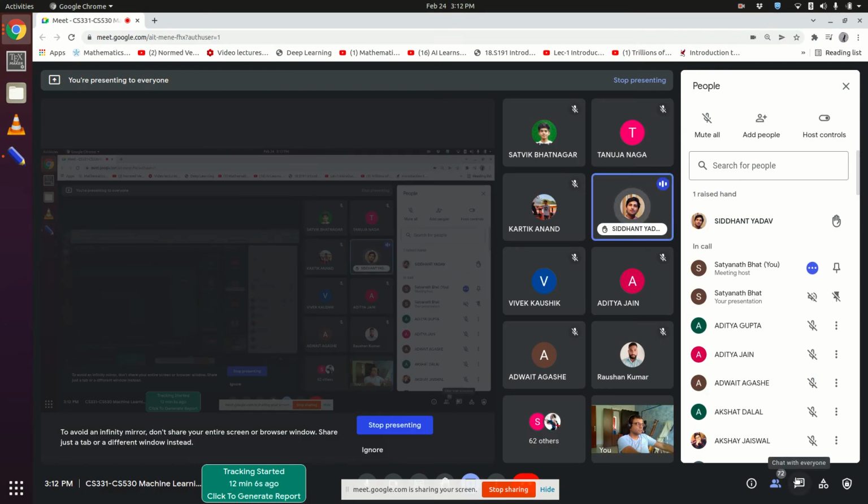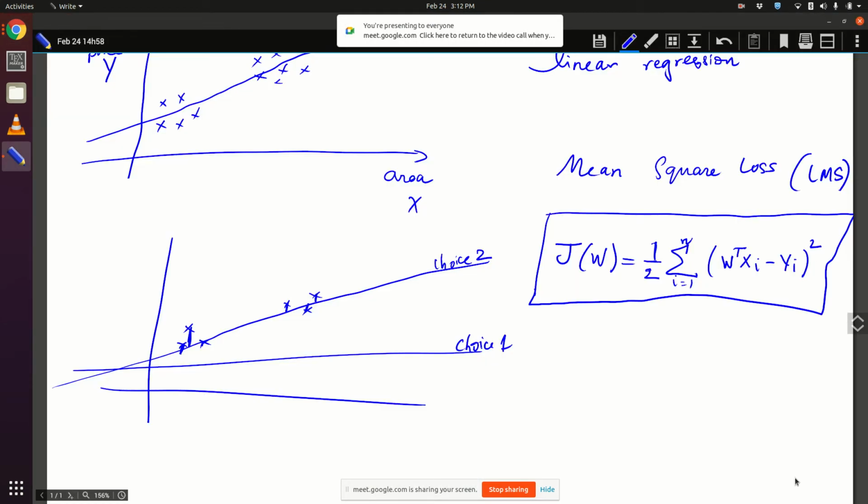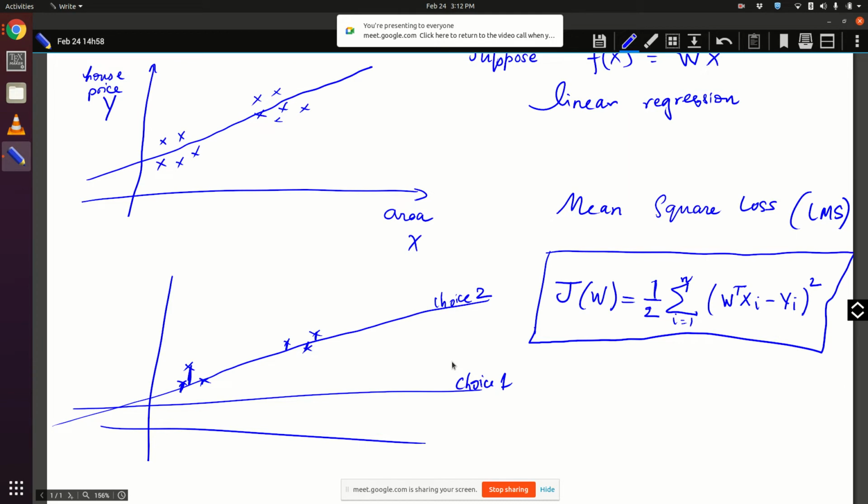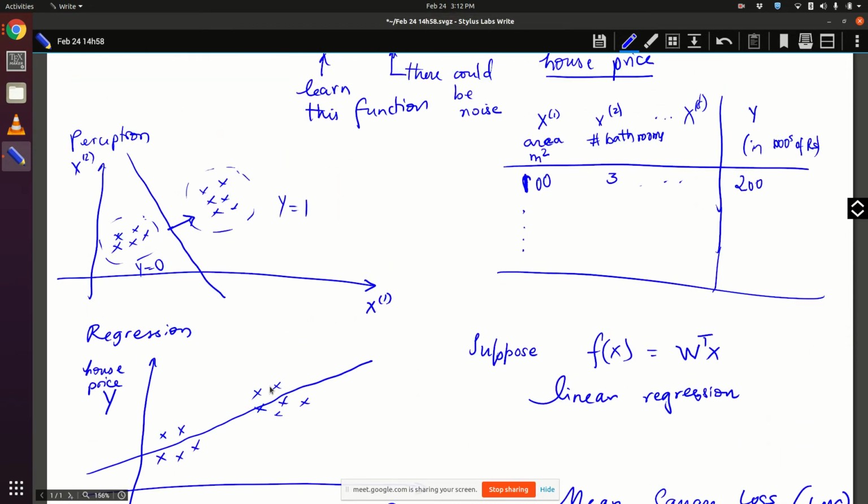Yes, sir. So we discussed perceptron because it is orthogonal to our choice of linear regression, something of that sort. No, perceptron is a good algorithm to understand what is meant by classification, the simplest learning algorithm. So for that purpose, we learned perceptron. So don't get confused, Siddhant.